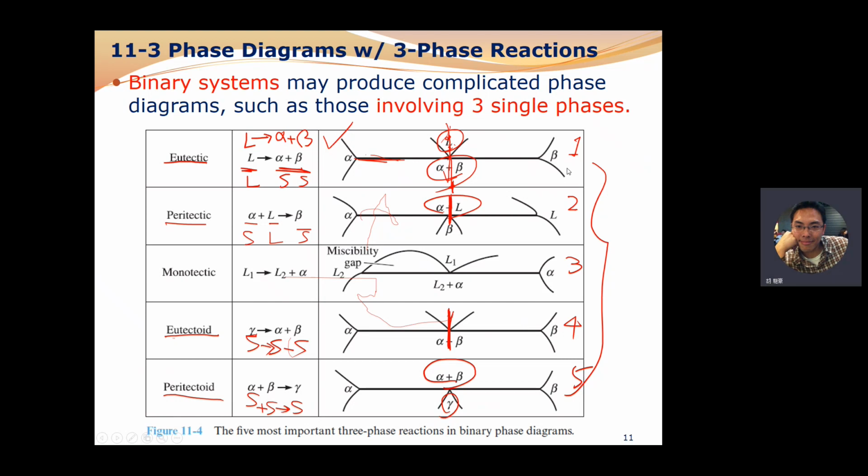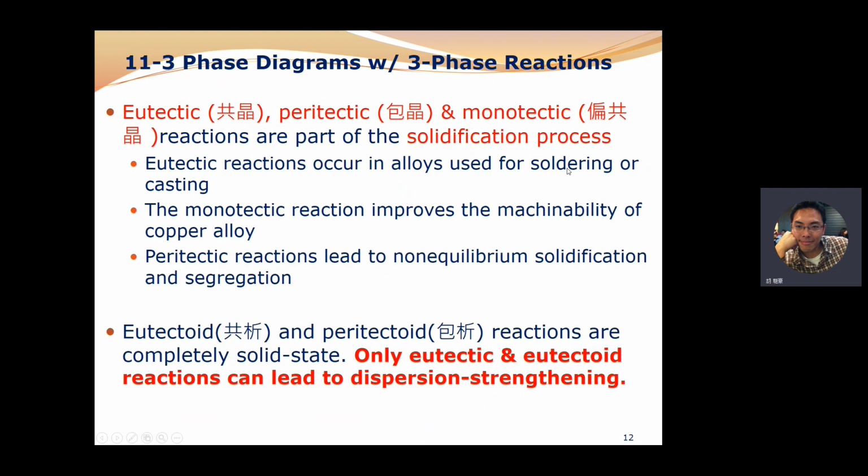Okay, and why is it important? For the eutectic, peritectic, monotectic and so on, these reactions are part of the solidification process. The eutectic reaction occurs in alloys used for soldering and casting. The monotectic reaction improves the machinability of the copper alloy. The peritectic reaction leads to non-equilibrium solidification and segregation.